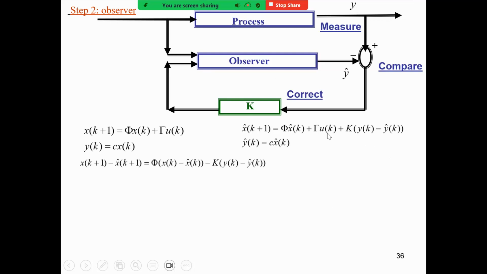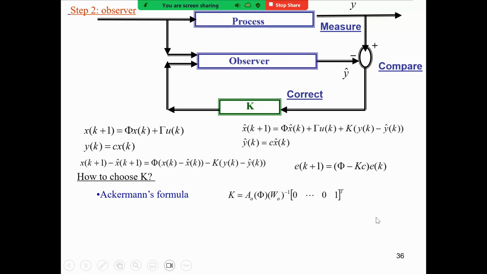Remember, this one is the observer. And easily from this one, you can analyze the error signals. You can design the K to make those Φ minus KC stable. And probably not only stable, you can even place the poles anywhere you like. For that, we have this Ackermann's formula for the observer design. But if you don't like it, you can always rely on the direct comparison. You get the polynomial for this Φ minus KC, and you compare it with the desired one.